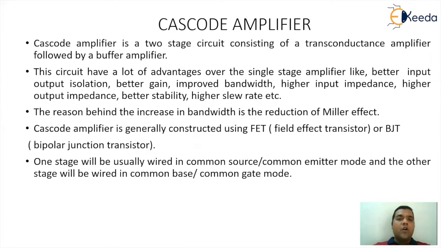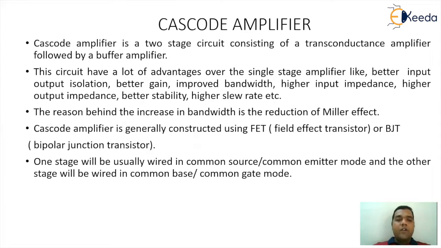So now when we talk about the cascade amplifier, why are they actually useful to us? Because they give you better gain and improvement in the bandwidth, high input impedance, low output impedance, better stability, and many more advantages. The reason behind the increase in the bandwidth is basically the use of Miller effect. So cascade amplifiers are generally constructed using BJT circuits or FET circuits.